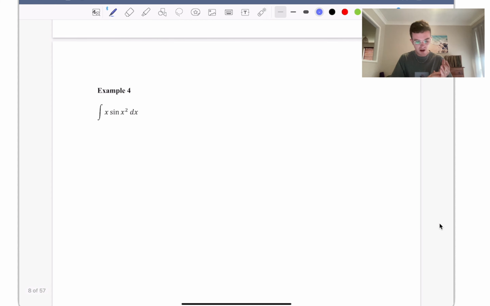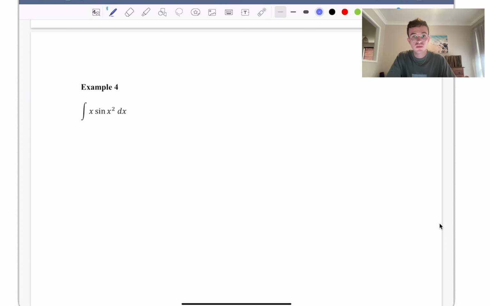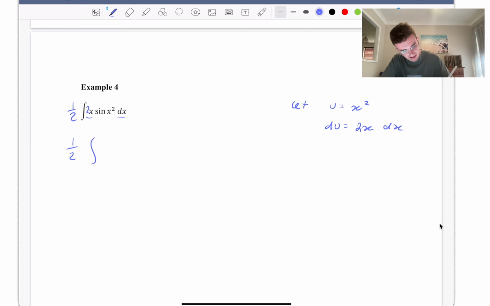Example 4, x sine x squared. This is where extension 2 can get tricky. We are not told what to make u, but we're thinking, okay, if I differentiate x squared, I get 2x. So I've almost got the differentiation outside. So let u equal x squared, which means du is 2x dx. If we put a half here and a 2 here, we've got a half integral, that's 2x dx is du, so sine u du.